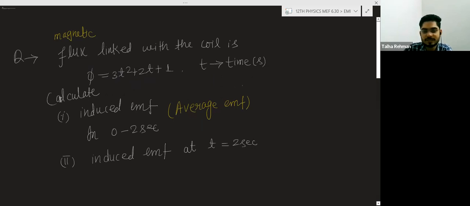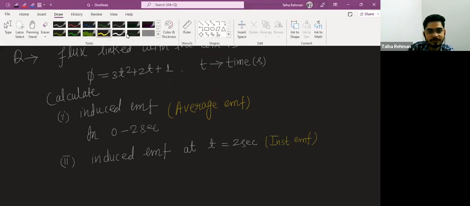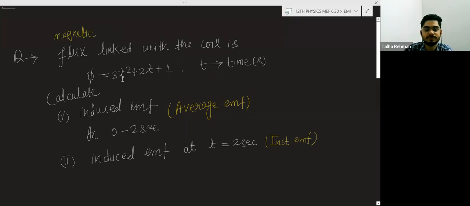So they are asking the induced EMF in 0 to 2 seconds. In 0 to 2 seconds, what will be the induced EMF? That means they are asking the average EMF, because here is some time interval. After that, they are asking the induced EMF at t is equal to 2 seconds. At t is equal to 2 seconds means they are asking the instantaneous EMF. So first we will calculate the average EMF, then we will calculate the instantaneous EMF.